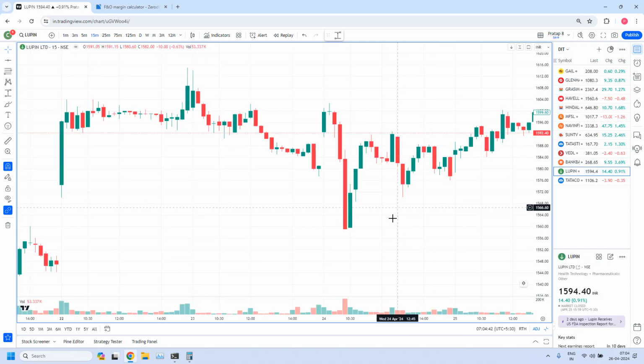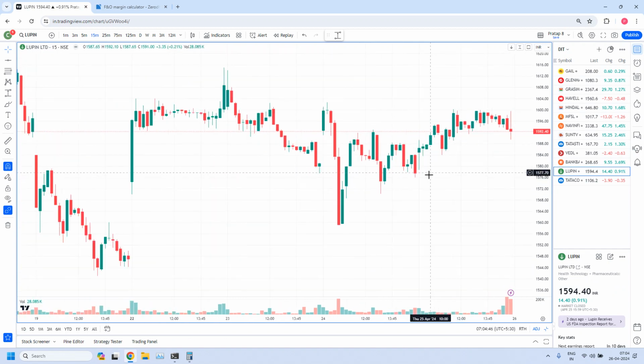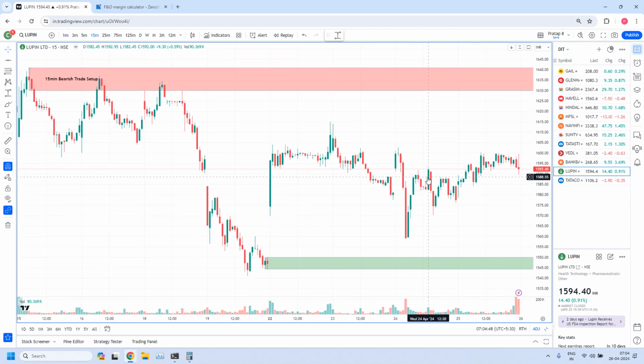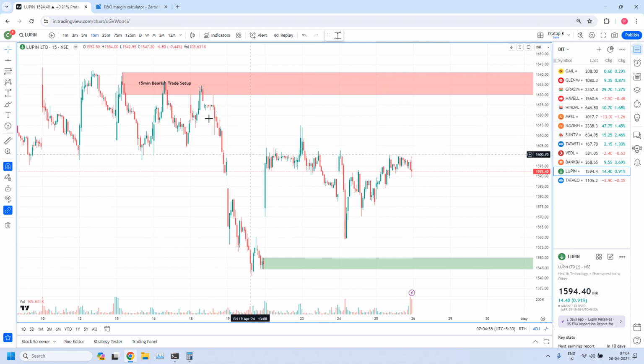Next one is Lupin. Lupin also has a supply zone here, a 15 minutes bearish trade setup. Price didn't reach into this. Anyway, we can't take a trade in this because it is already tested. But you might be wondering why multiple tests are happening. Because it is a high liquidity zone.